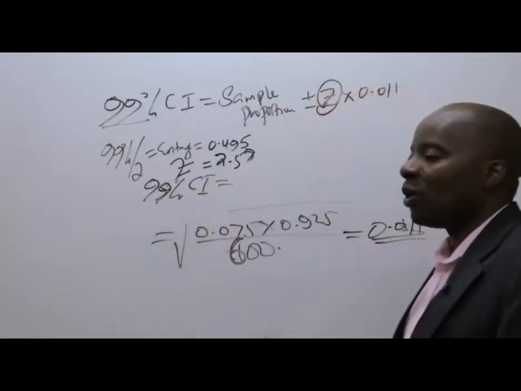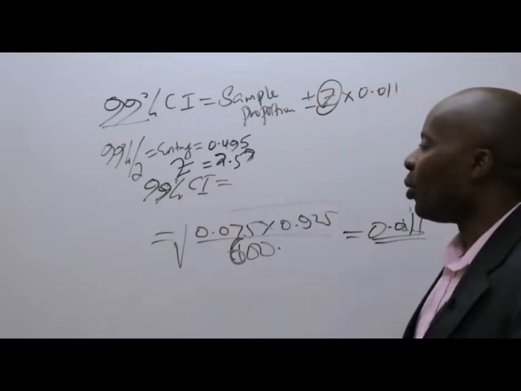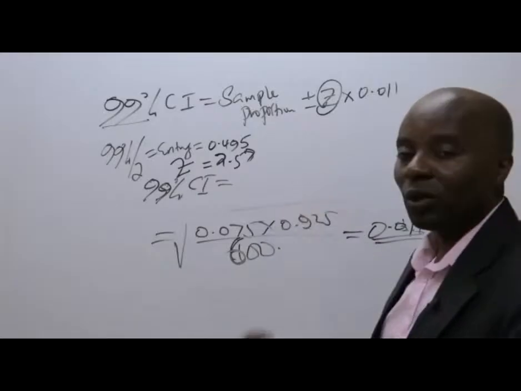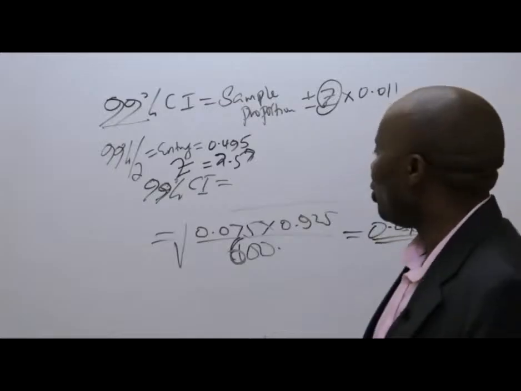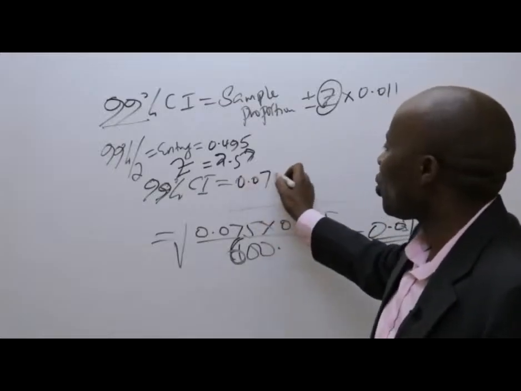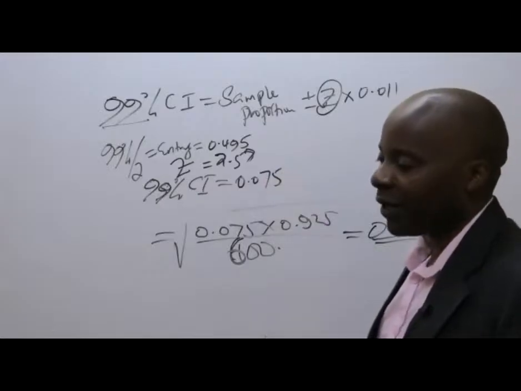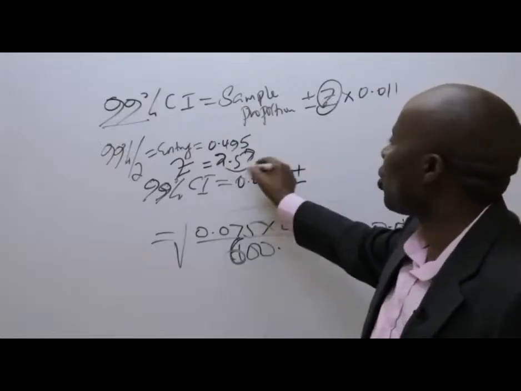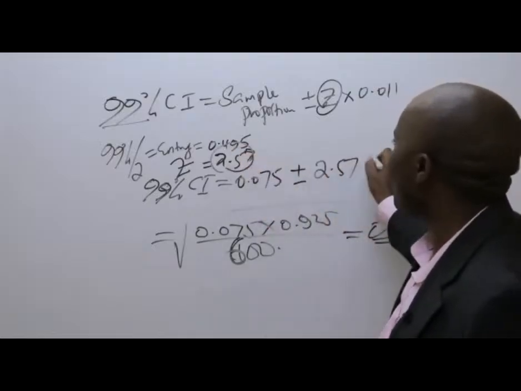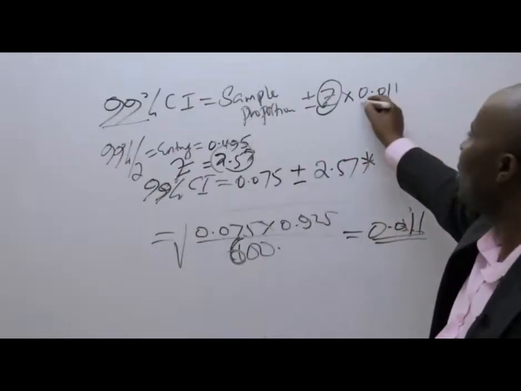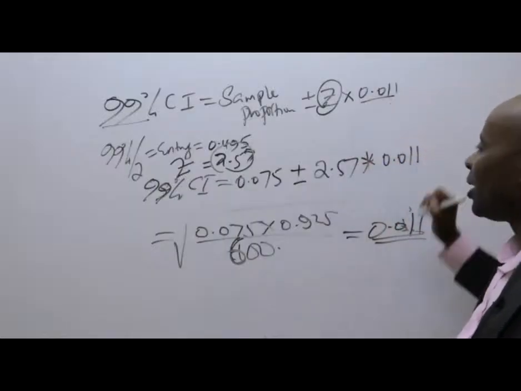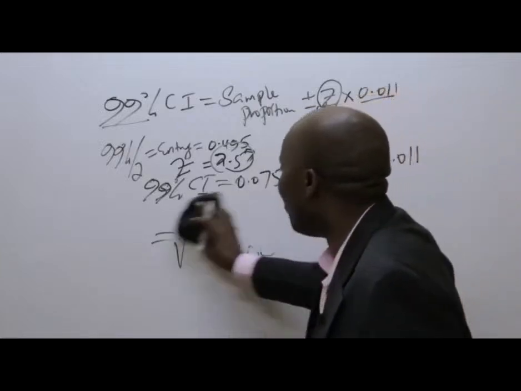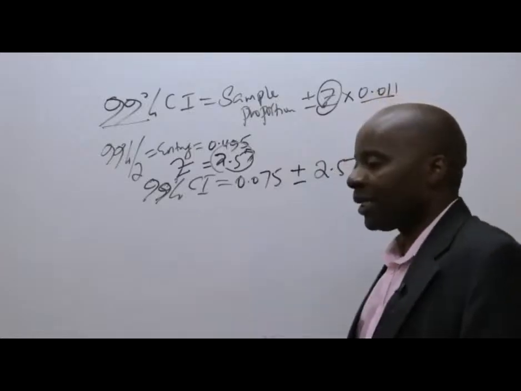This will be equal to the sample proportion, the one you guys had given me, 45 over 600, which is 0.075, plus or minus the Z score that you've been able to read, which is 2.57, times the standard error, which is 0.011. So could you kindly go ahead and give us the lower limit and the upper limit?